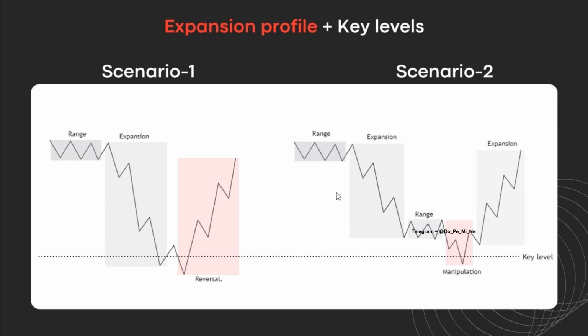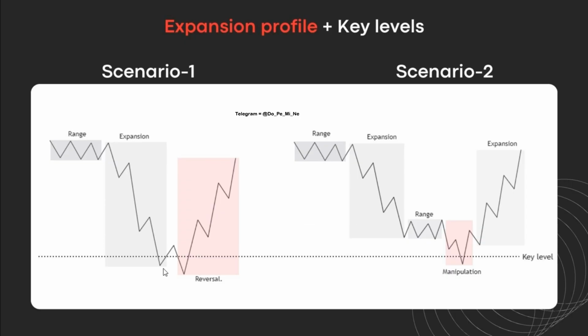So right here you can see the first scenario based on the combination of expansion profile and key levels is when the expansion profile ends inside the key level, meaning we've tested the key level in the expansion move. And in that case, we're going to expect a reversal profile straight away because a key level has already been tested, and that key level is going to act as a catalyst for expansion in the form of a reversal profile.